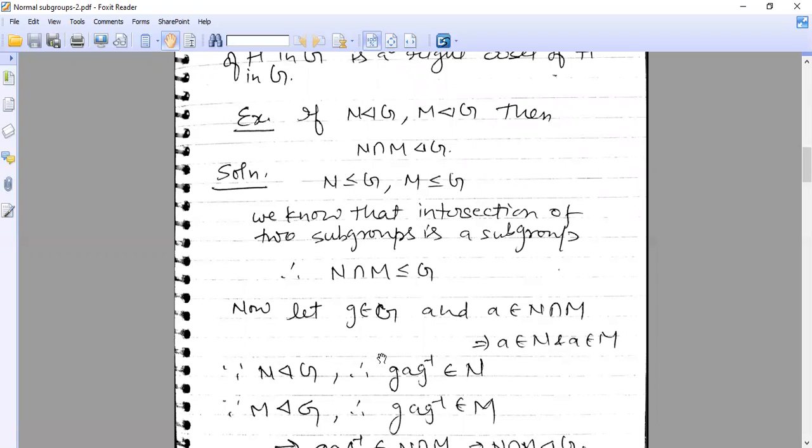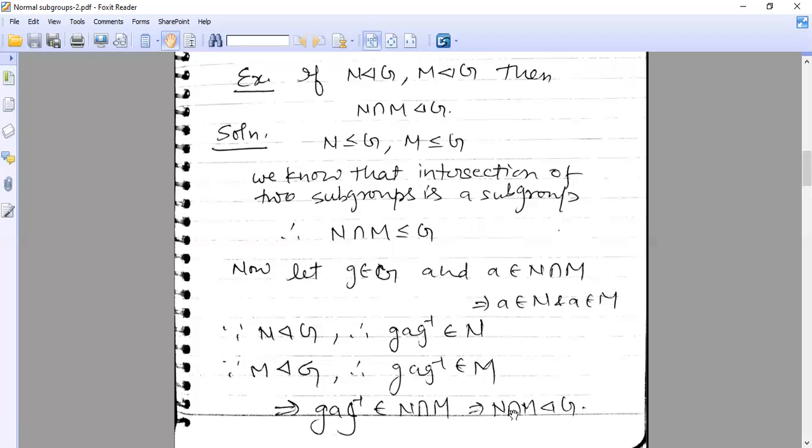So now we take any element g from the group G and an element from the intersection of N and M. Let g belong to G and a belong to N intersection M. If a belongs to N intersection M, then a belongs to N as well as a belongs to M. We are given that N is a normal subgroup of G, so g a g inverse belongs to capital N. This was your normal subgroup test: when you have a normal subgroup of a group G, this condition holds. So since N is a normal subgroup of G, g a g inverse belongs to N. And since M is also a normal subgroup of G, g a g inverse belongs to M.